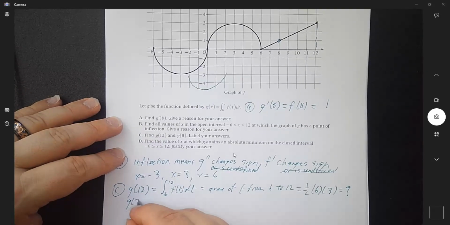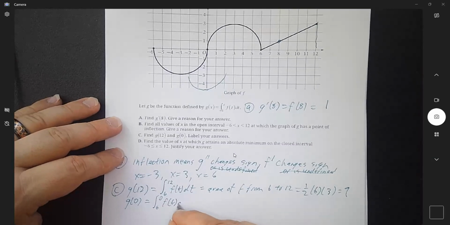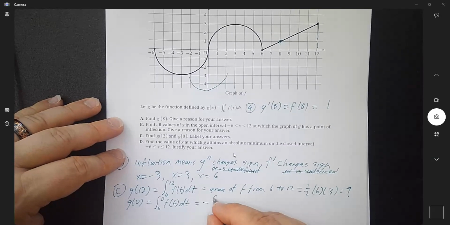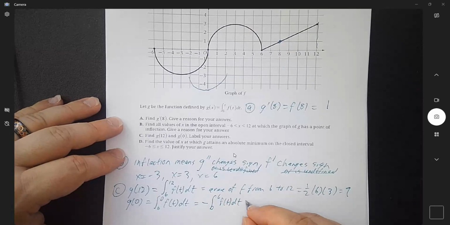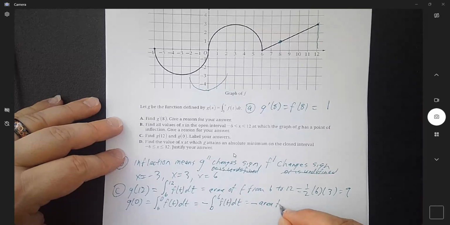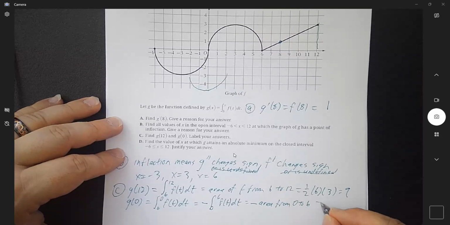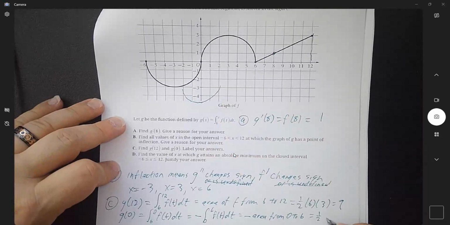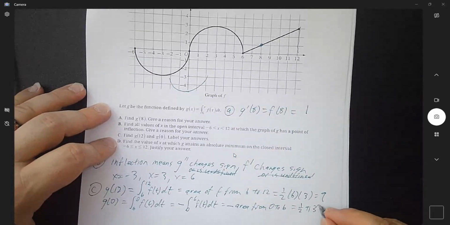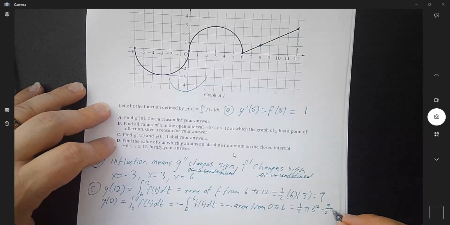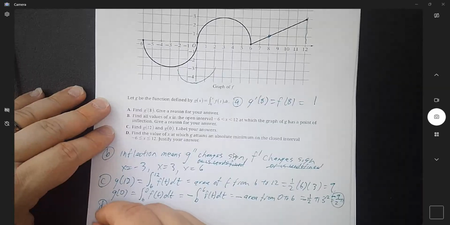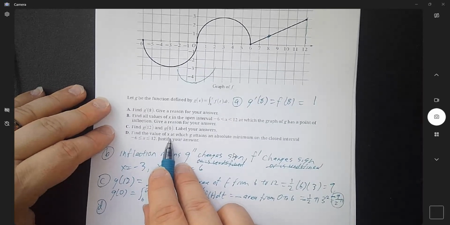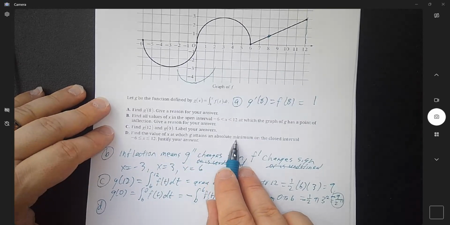G at 0 is going to be the integral from 6 to 0 of f of t dt, which is going to be the opposite of the integral from 0 to 6 of f of t dt. So it's going to be the negative area from 0 to 6. And so that's going to be half of pi times the radius of 3 squared. So that's going to be negative 9 over 2 pi. Okay, all good.